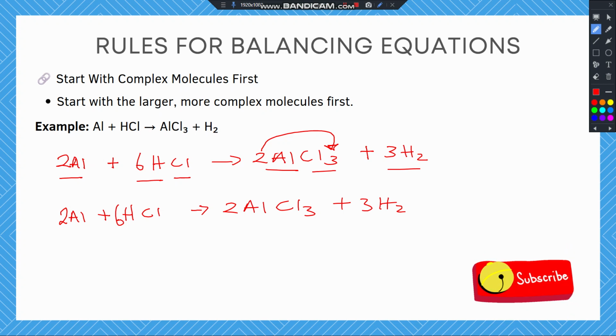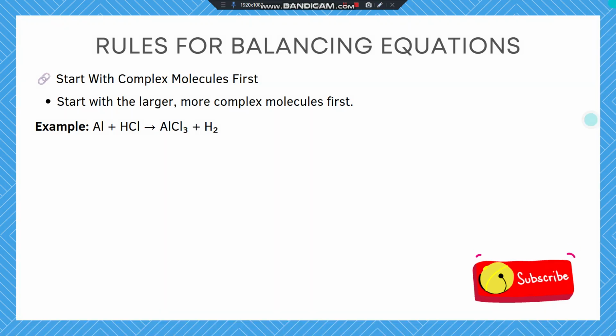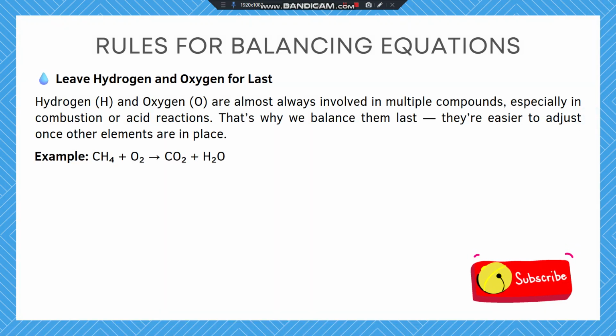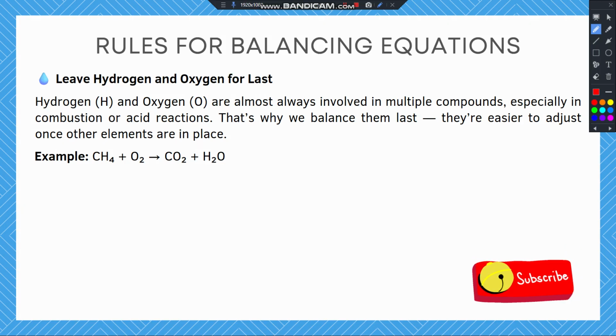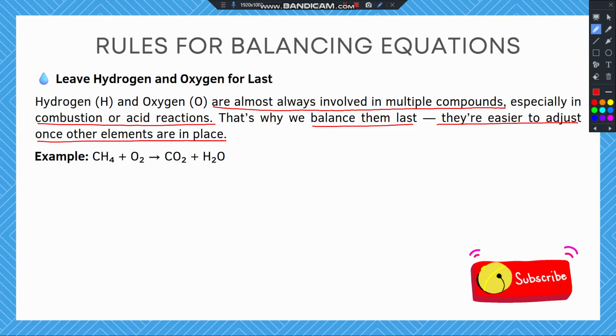I'm sure you saw the steps that we took in balancing this chemical equation. We started with the complex one and then moved on to the ones that were less complex. So the next rule in balancing a chemical equation is to leave hydrogen and oxygen for the last. Why did we say that? Because usually hydrogen and oxygen are almost always involved in multiple compounds, especially in combustion and acid reactions. They usually do not stand alone. Most of the time they are present in compounds, so that's why we balance them last. They are easier to adjust once the other elements are in place.